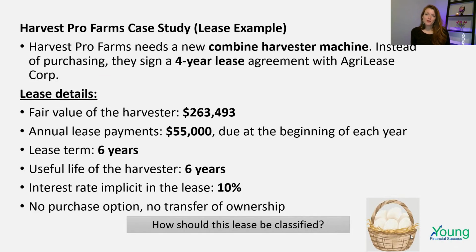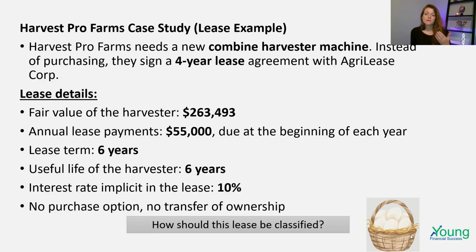So Harvest Pro Farms case study, we have that they need a new combine harvester machine. Instead of purchasing, they sign a 4-year lease agreement with AgriLease Corp. The fair value of that machine is $263,493. The annual lease payments are $55,000 due at the beginning of each year.